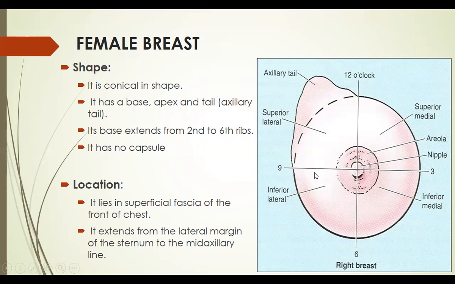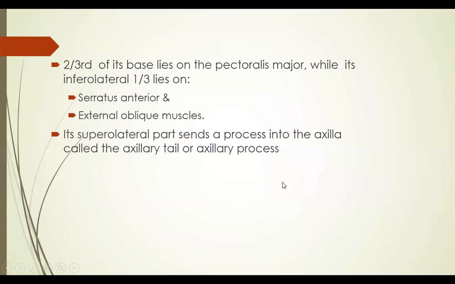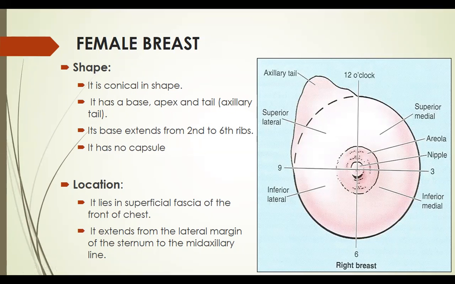It is a superficial structure within the superficial connective tissue, and it is not covered by any capsule. Location: as I said, it is present in the superficial fascia of the chest. It extends from the lateral margin of the sternum to the mid-axillary line. So from beside the sternum up to the mid-axillary line, that will be the extension of the mammary gland. Above, from the second to sixth rib, and here from the lateral side of the chest wall, that is the sternum, up to the mid-axillary line.